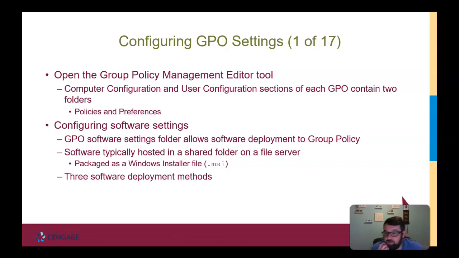Obviously policies apply to certain things, and then preferences usually apply to features in Windows. Policies are usually security, those type of things. And then software settings, there's actually a software settings folder that allows software deployment. So you can basically package up an MSI file, host it on a file share somewhere, and then push it out via the group policy object to install it, and it will actually ensure that it's installed on the computer. And there's 3 different methods to do that.